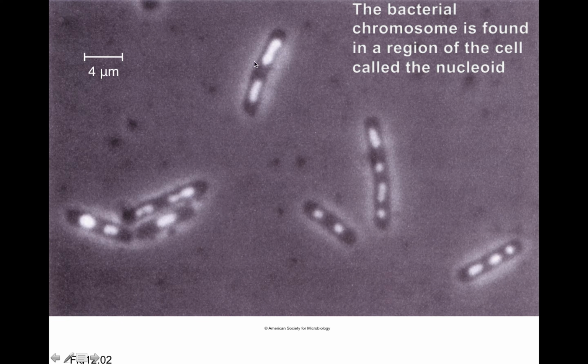Here's a bacteria cell that has been stained with a fluorescent dye that will detect DNA. So here's a region that contains DNA, and this cell is dividing. This region inside the bacteria cell where you find the prokaryotic genome is called the nucleoid. It is not a nucleus. It is not membrane bound. However, it is a region where the DNA is concentrated, and it is actually bound to the bacterial cell wall membrane.